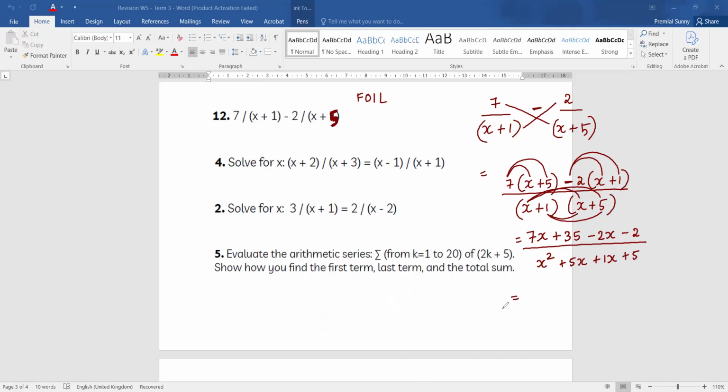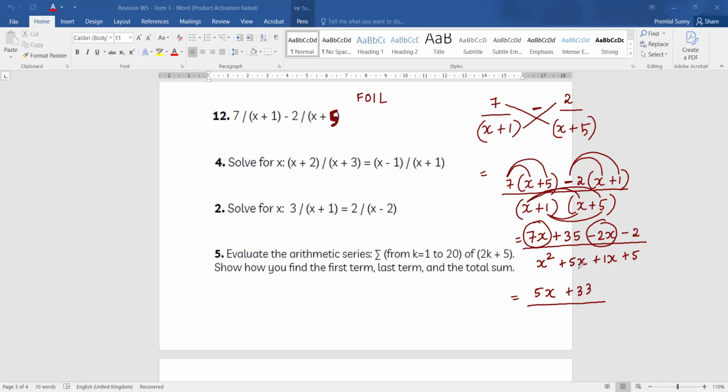Now it is just the collection of like terms. Like terms means the ones with the same variable. Variables are the alphabets or the letters. So 7x and minus 2x, they both are like terms. 7x minus 2x is 5x. 35 minus 2, the numbers are like terms. 35 minus 2 is 33.